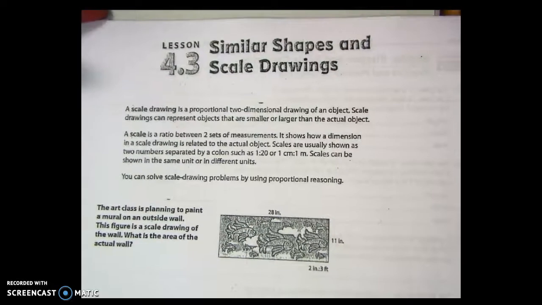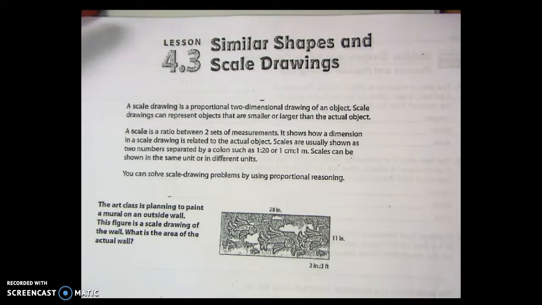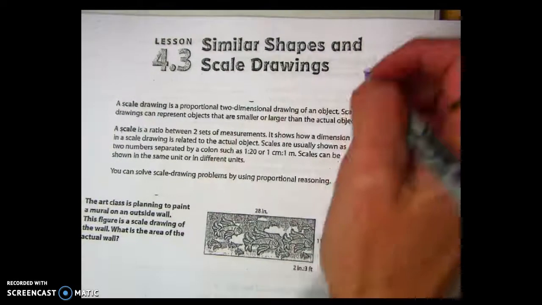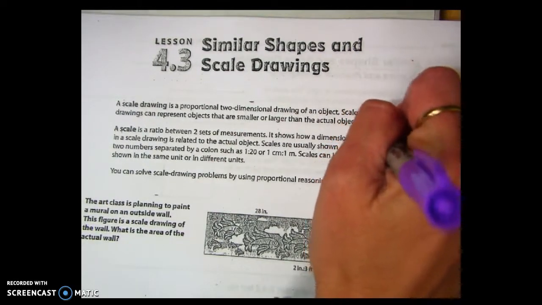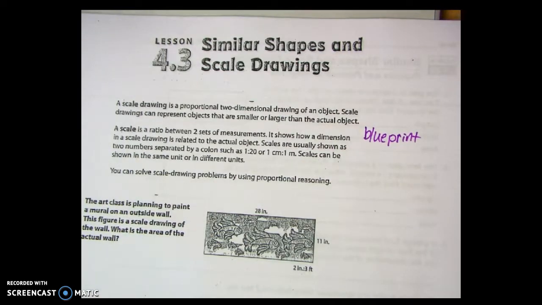Okay, this section 4.3 is on similar shapes and scale drawings. A scale drawing is a proportional two-dimensional drawing of an object. Scale drawings can represent objects that are smaller or larger than the actual object. So on scale drawings, that would be like a blueprint of a house, because when you make a blueprint, your drawing is not the same size as your actual house.